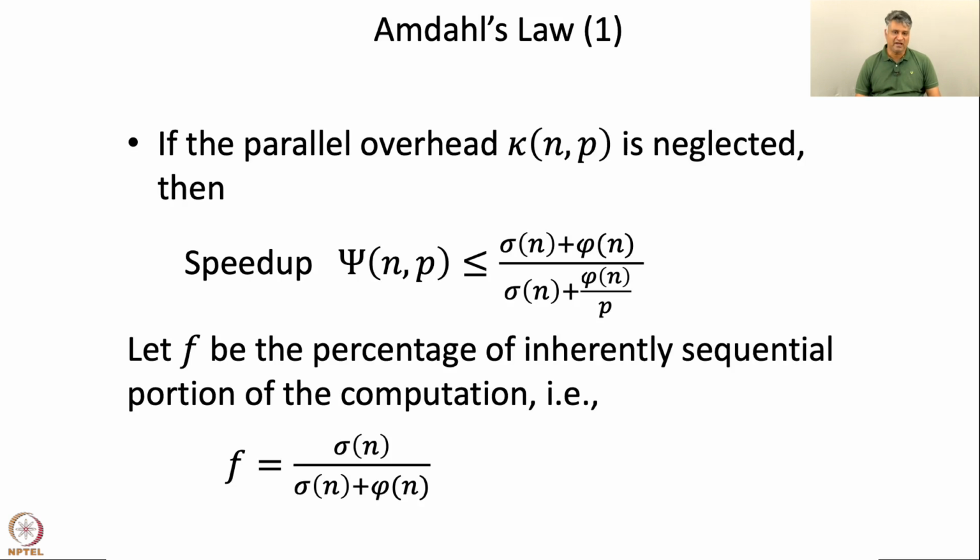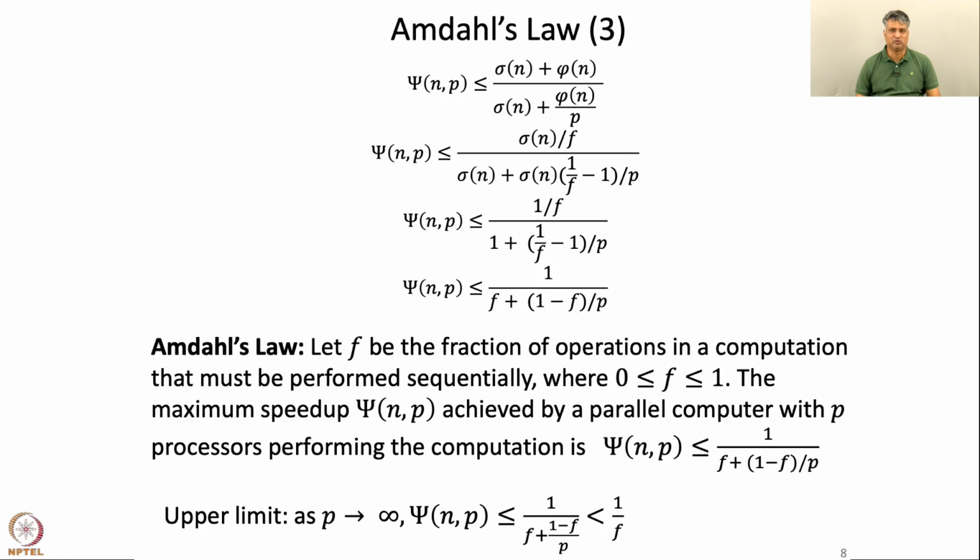Now, if f is the fraction of the inherently sequential portion of the computation, like if f is sigma n by sigma n plus psi n, then Amdahl's law can be written as the speed up being at most 1 over f plus 1 minus f by p through this derivation. Now, f is a number which is always bounded between 0 and 1.